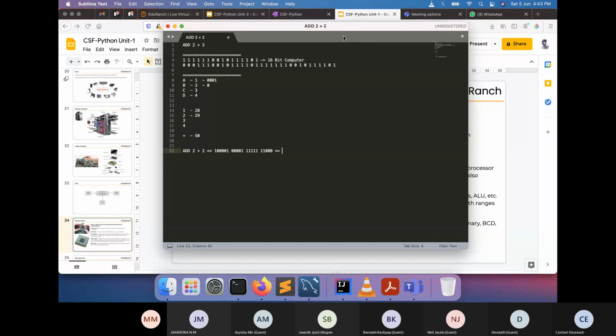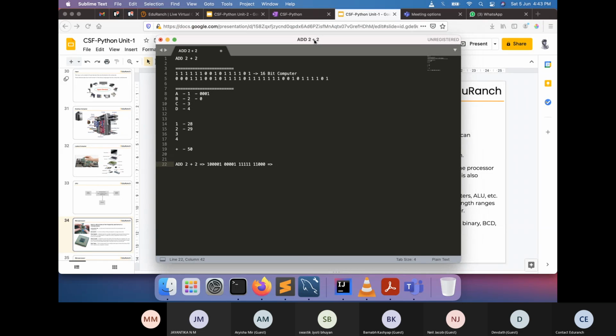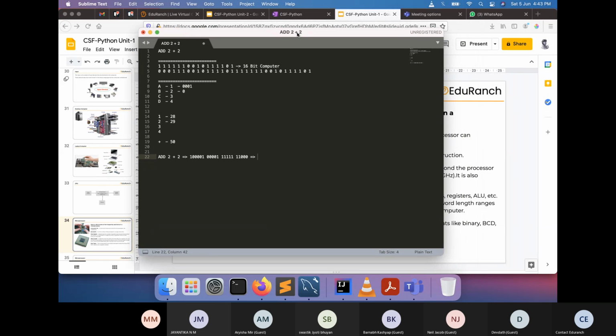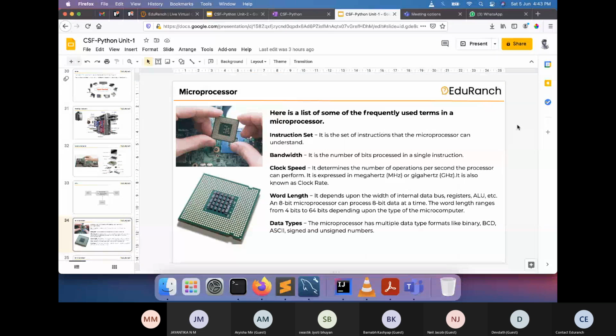So there are different data types which the computer needs to handle. It is not always just adding two numbers. You will have simple integers, numbers, strings, and all that stuff. That's what you will hear as we move forward.